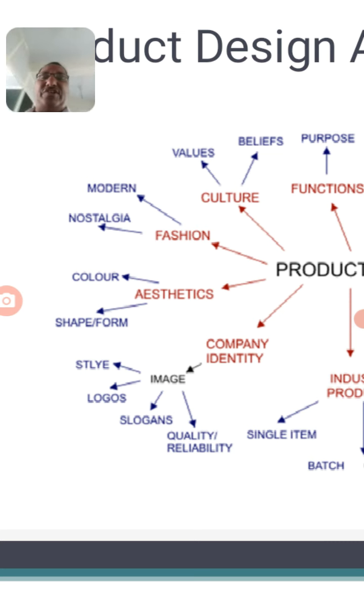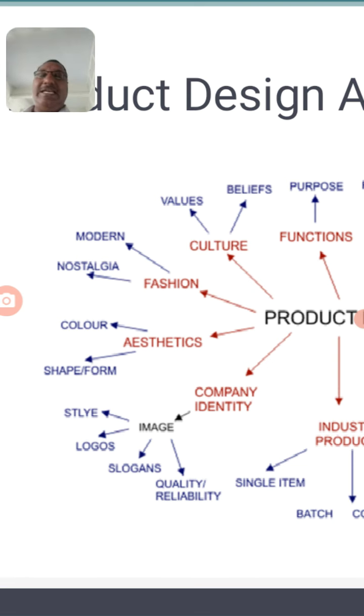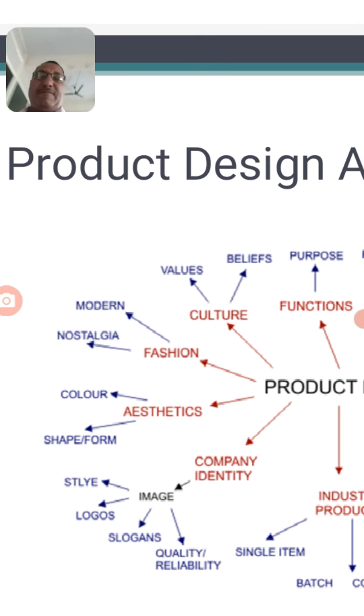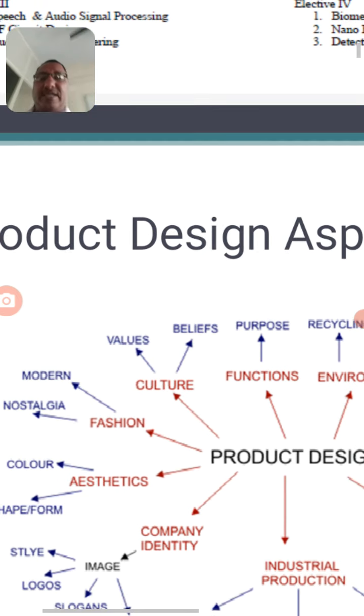Next, that is aesthetics. Aesthetics means how the product looks. What should be the color of the product, what should be the shape of the product, and what should be the aesthetic look of the product. Aesthetic look means look-wise how it should be. It should be a more attractive product. Then fashion, that is whether it is related to modern design or it is a nostalgia design, nostalgia means a traditional design, or whether it should be a modern design. Such types of design aspects are important.